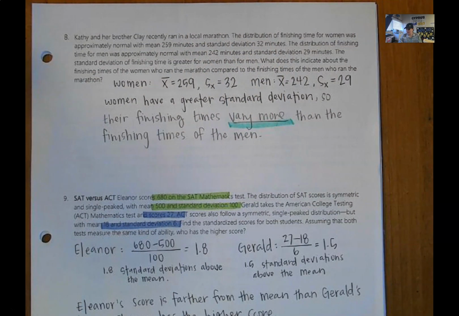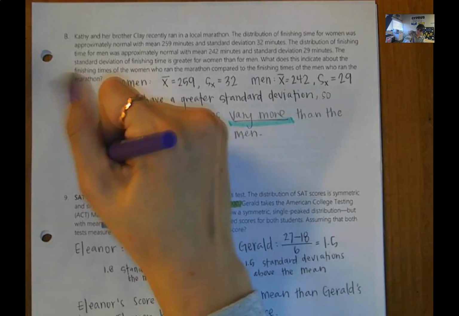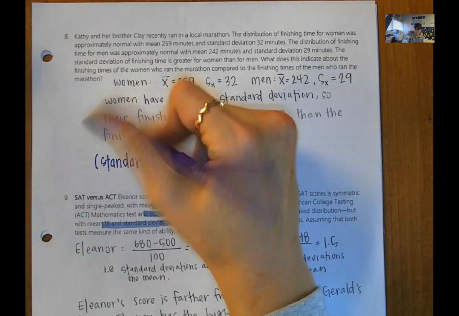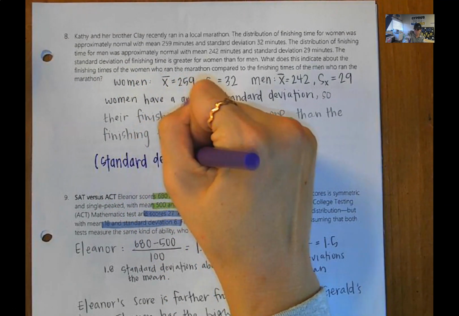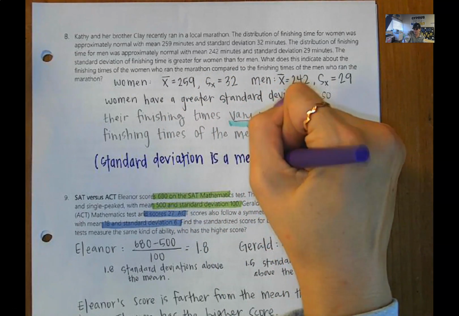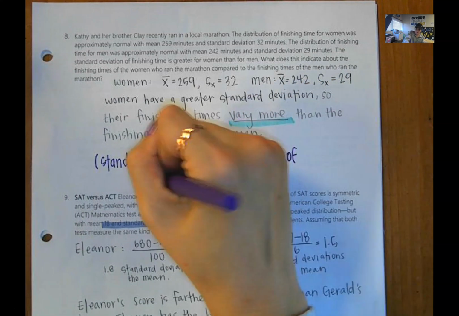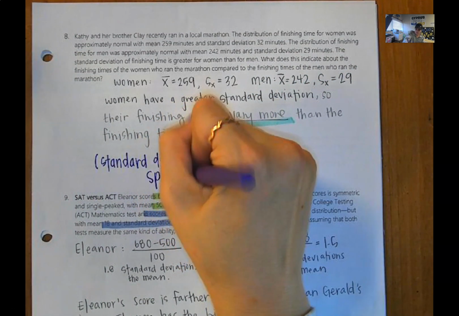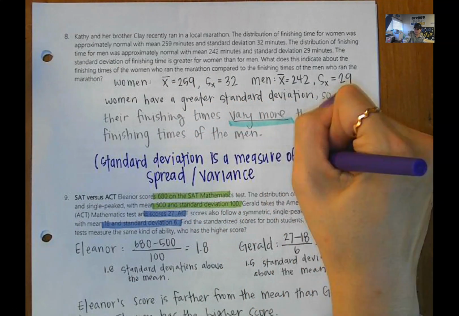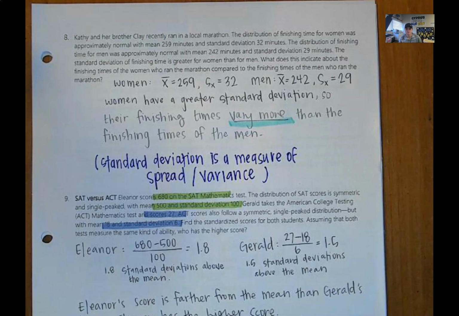You don't have to write that down, but I think maybe I will write it down. Standard deviation is a measure of spread or variance. They prefer variance, but most people use spread. Most people, most AP teachers even.